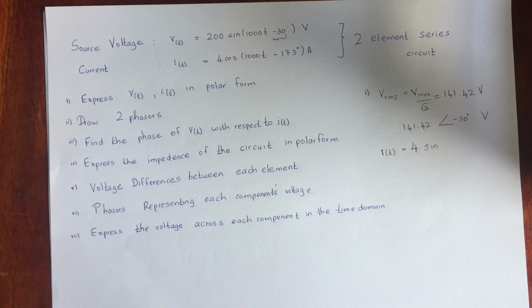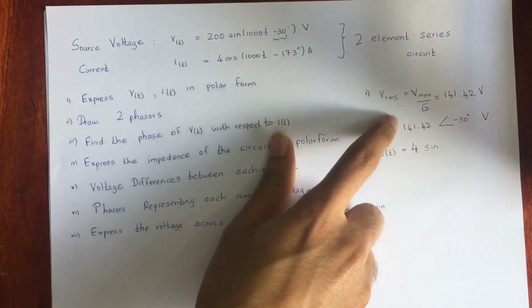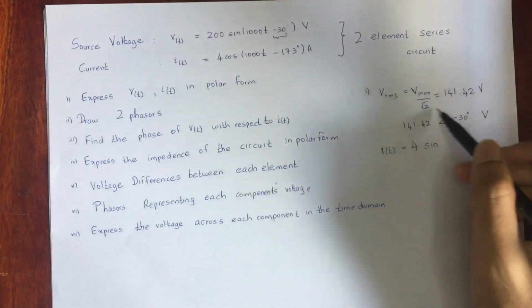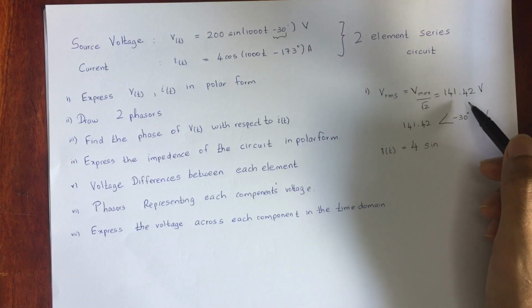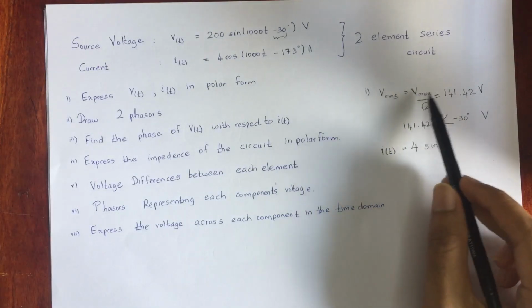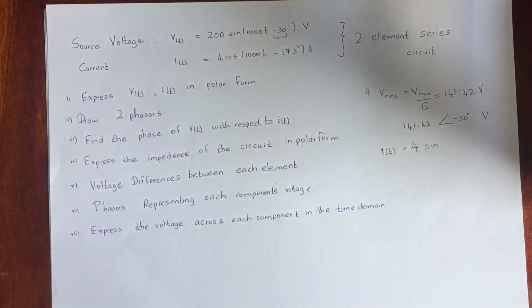Why can we use that? The simple answer is we have already proved that for a sinusoidal waveform, we can directly use this equation, V maximum over root 2, to find the RMS value. Since this is given as a sinusoidal waveform, we can directly use it. If I simplify this, I get 141.42 volts. The next question is how we got this Vmax. The Vmax is going to be this 200.